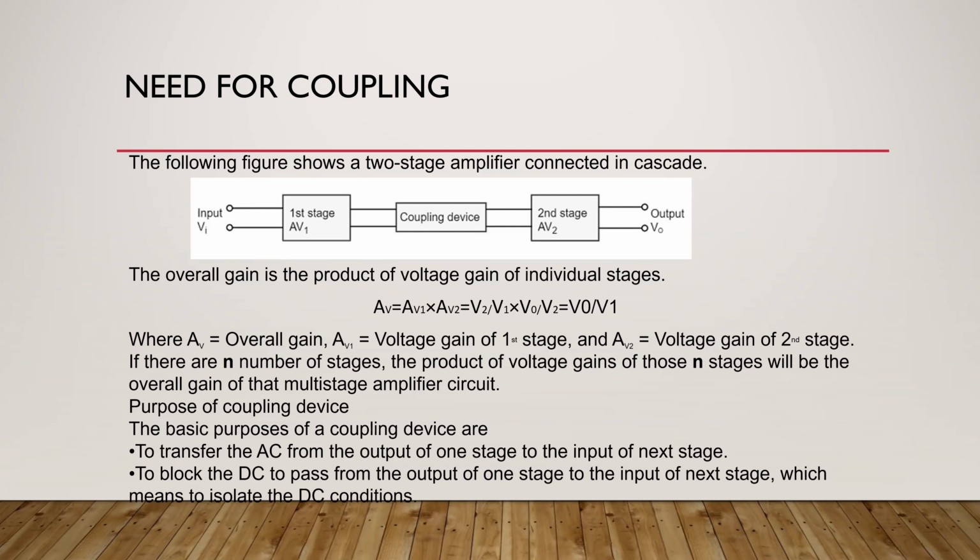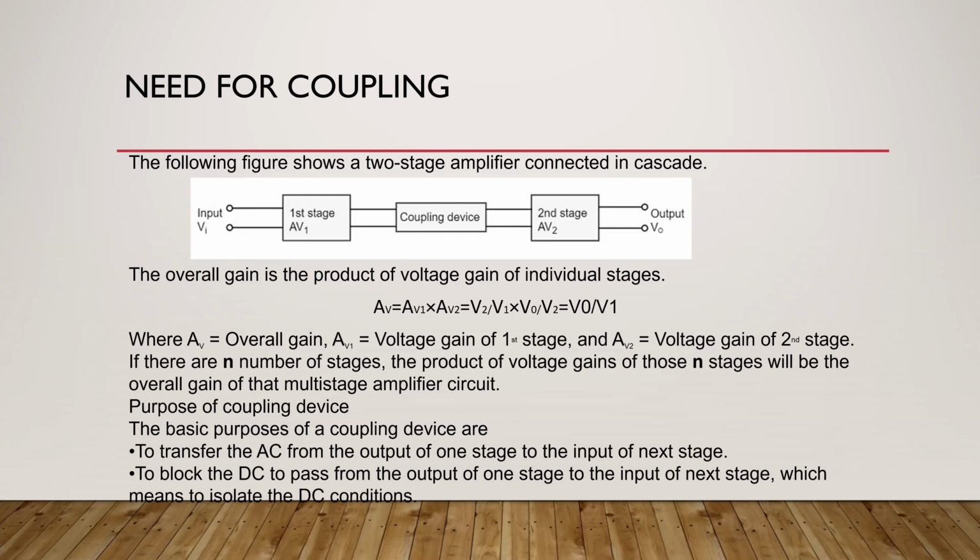Here the coupling device has two purposes. The first purpose is to couple only the AC component from the first stage output to the next stage input. And the second purpose is to block the DC. If any DC is present, it blocks the DC from entering from one stage to the other stage. Thereby, it will ensure the stability of the overall circuit. We know that DC biasing is required to keep the Q point, that is the operating point, stable, to remove the distortions.